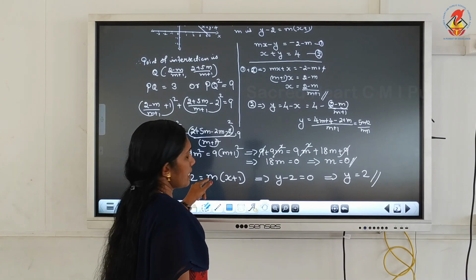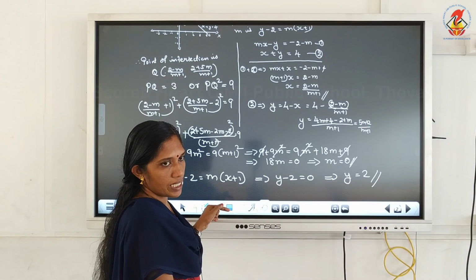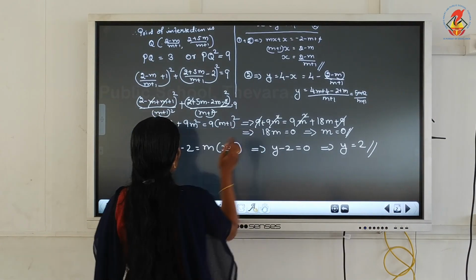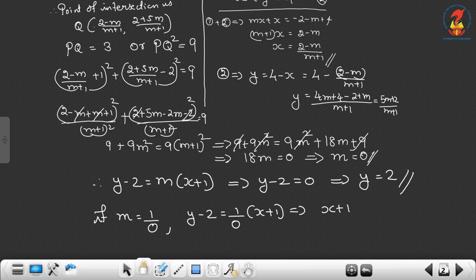Then, if m is not defined, not defined means m is equal to 1 by 0. If m is equal to 1 by 0, what happened? That means not defined. Then y minus 2 is equal to 1 by 0 of (x plus 1). Or 0 you have to multiply to the left hand side. So that implies x plus 1 is equal to 0, which implies x is equal to minus 1. x is equal to constant is a line parallel to y axis. That is also possible in this case.